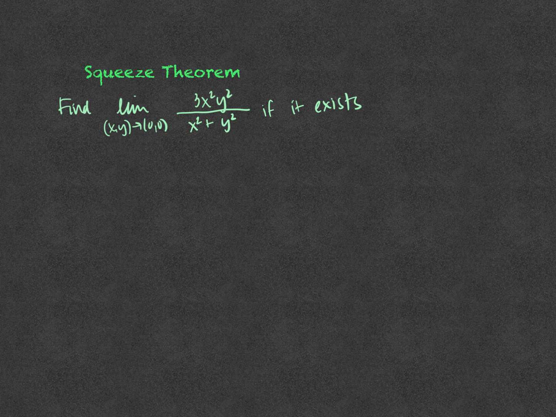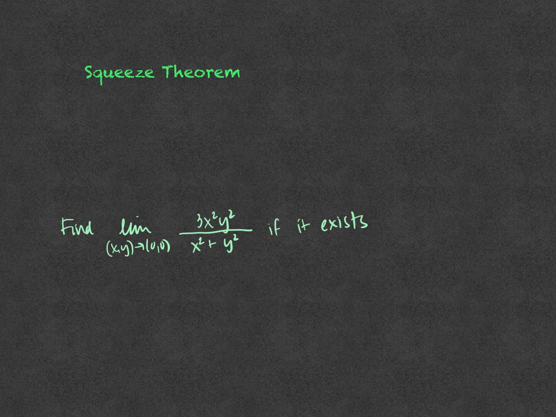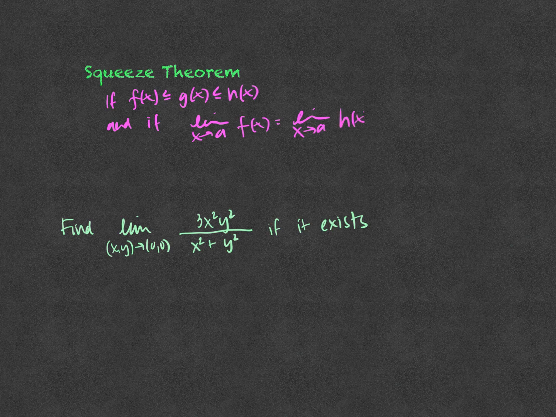The second way to prove a limit does or does not exist is the squeeze theorem. Let me remind you of the Calc 1 version of the squeeze theorem. It says if f of x is less than or equal to g of x, which is less than or equal to h of x, and if the limit as x approaches a of f of x equals the limit as x approaches a of h of x, which equals some value L, then since g is squeezed by f and h, we say the limit as x approaches a of g of x has to equal that same value L.